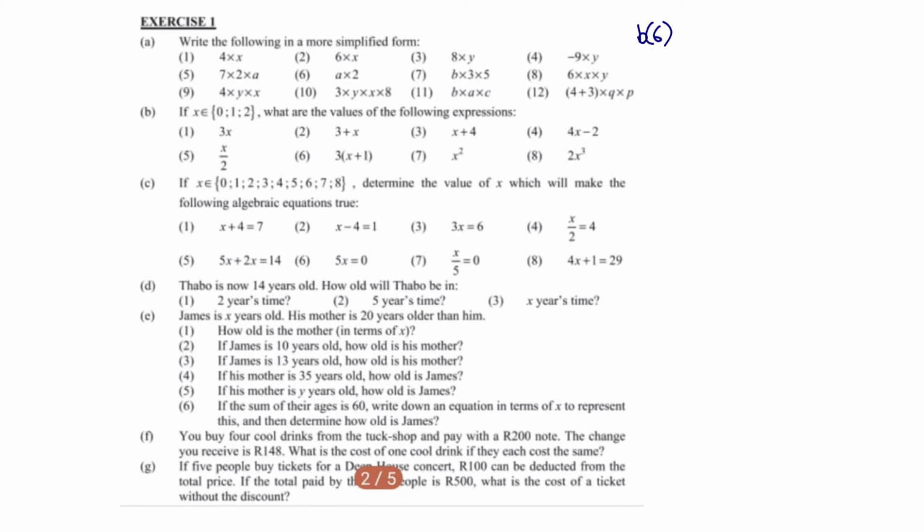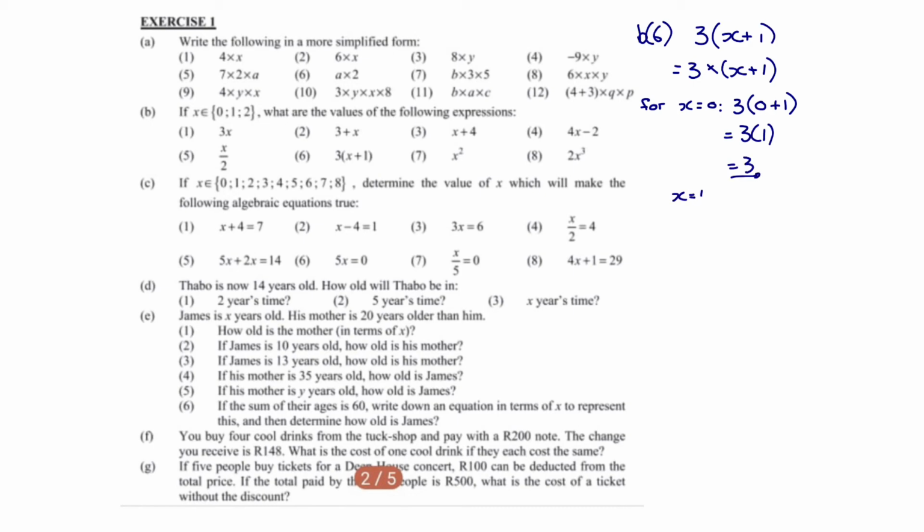Let's have a look at number 6. B6. There it's 3 times the bracket x plus 1. So a 3 in front of a bracket means it's 3 times the whole bracket. Alright, so let's substitute. We say for x equal to 0, it is going to be 3 times 0 plus 1, which is then 3 times 1, and that is 3.